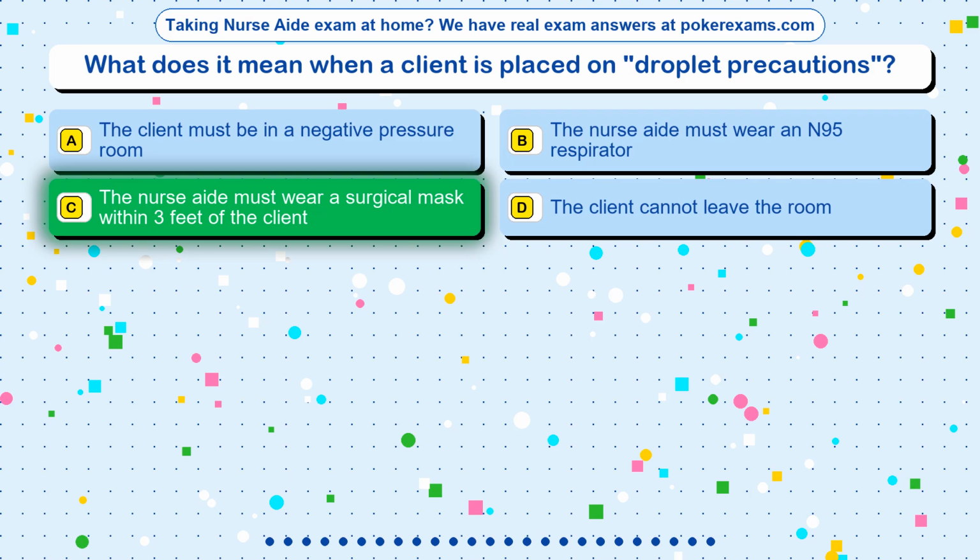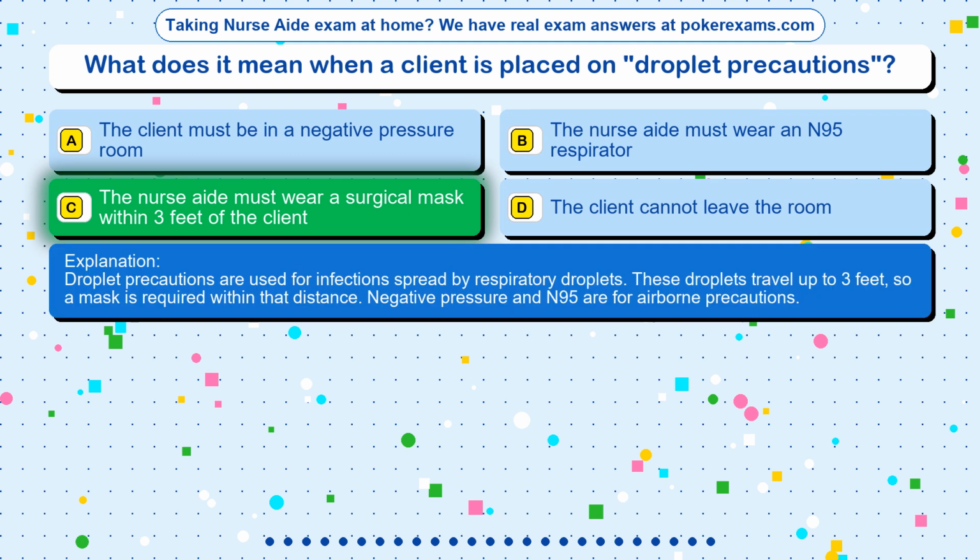The correct answer is option C. The nurse aide must wear a surgical mask within 3 feet of the client. Droplet precautions are used for infections spread by respiratory droplets. These droplets travel up to 3 feet, so a mask is required within that distance. Negative pressure and N95 are for airborne precautions.